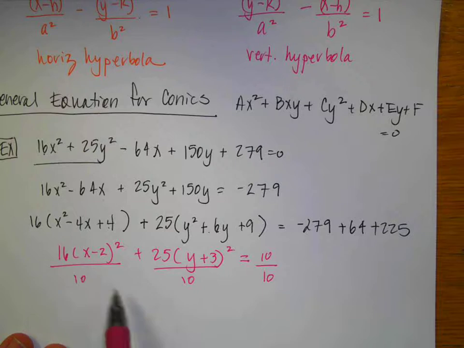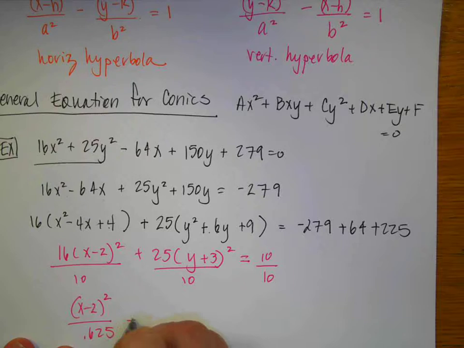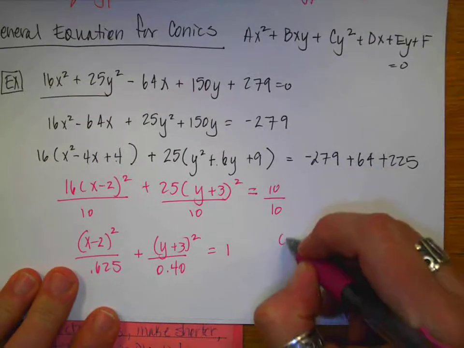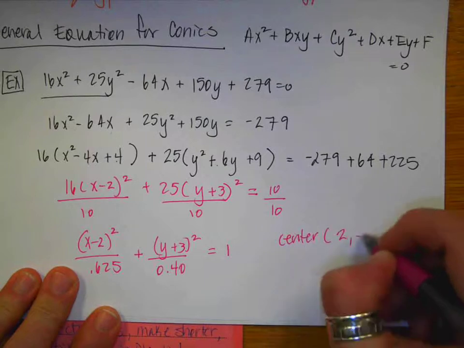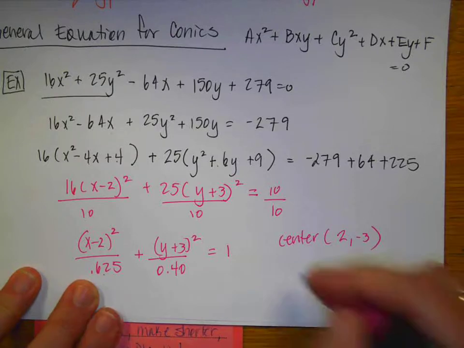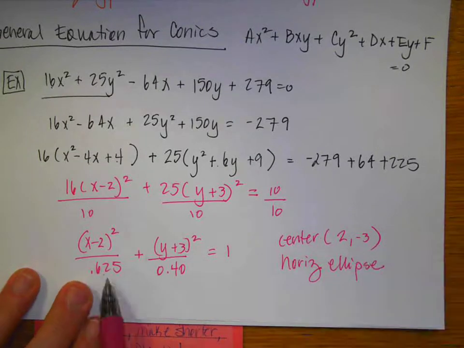And it's nice to do the math upside down, meaning that I want to do 10 divided by 16, so I can write that number down here. I could also leave it like this, and that's not the end of the world, but I'm just going to rewrite it to kind of illustrate a point. So I have (x minus 2) quantity squared over 0.625 plus (y plus 3) quantity squared over 0.40 is equal to 1. I know that the center is going to be at (2, negative 3). The denominator is bigger here, which means that this is a horizontal ellipse.